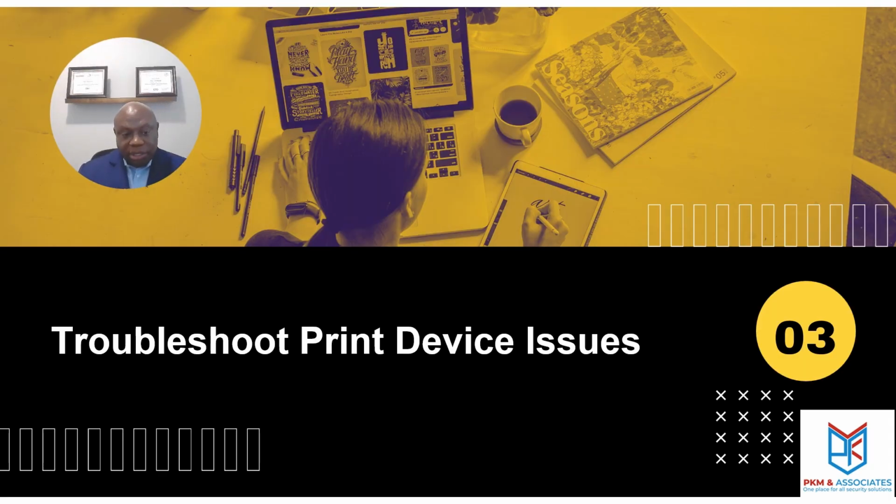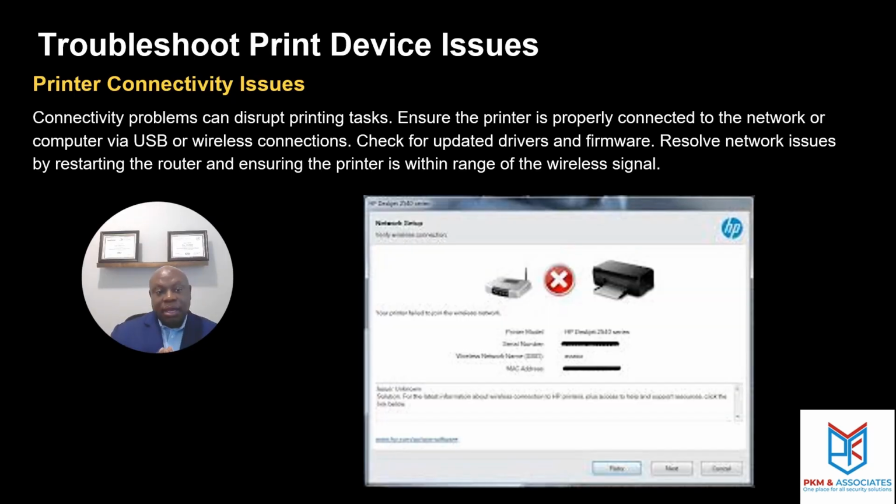So let's talk about troubleshooting print device issues. The first thing we're going to look at is connectivity issues, like always. Is the printer on? I'll go back and kind of read what I wrote here. Connectivity problems can disrupt printing tasks. Ensure the printer is properly connected to the network or connected via USB or wireless connection.